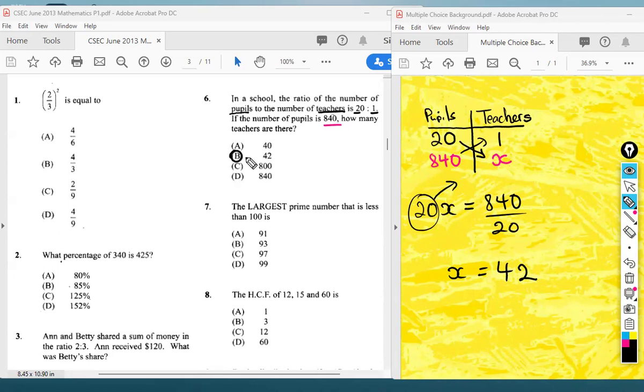The largest prime number is 97, because only 1 and 97 can go into 97. There are no other numbers.